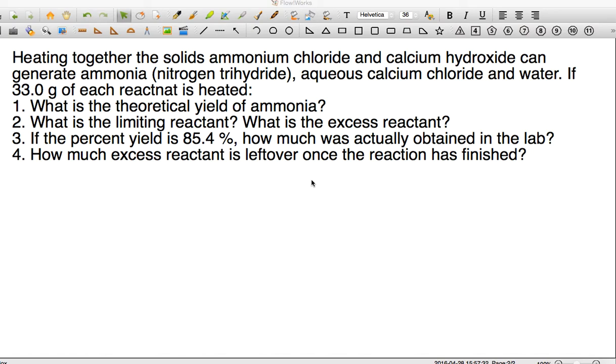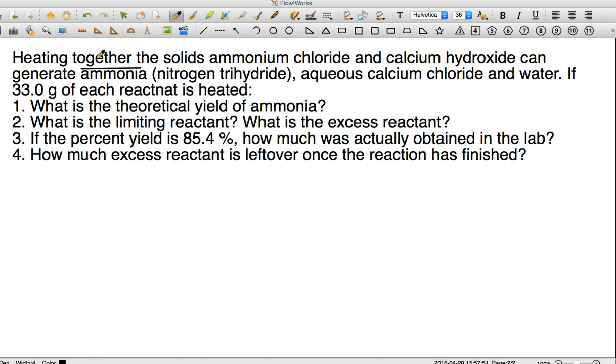Here's another example of a limiting reactant problem for you. If we heat together the solids ammonium chloride and calcium hydroxide, they can generate ammonia, which is nitrogen trihydride, aqueous calcium chloride, and water. Okay, so the first thing we want to do, before I even read further, is write out my balanced equation.